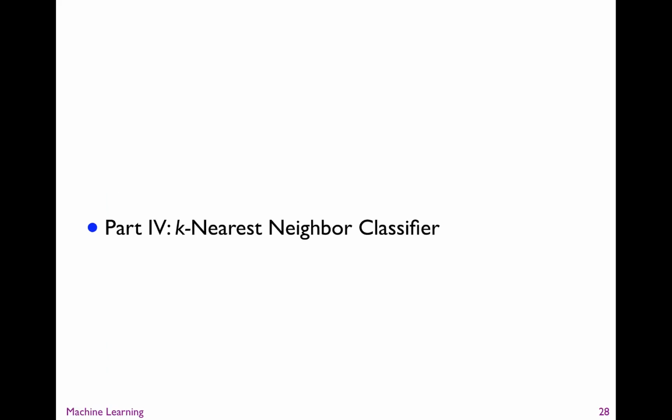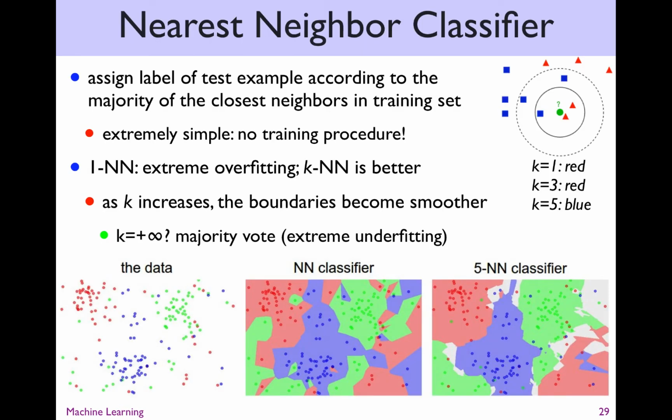Now let's look at one of the simplest machine learning algorithms, called the nearest neighbor classifier. Nearest neighbor classifier is probably really the simplest because it doesn't have any training procedure. It's basically at testing time: if you give me a new test example, I will assign the label according to the majority vote of the closest neighbors to that test example in the training set.